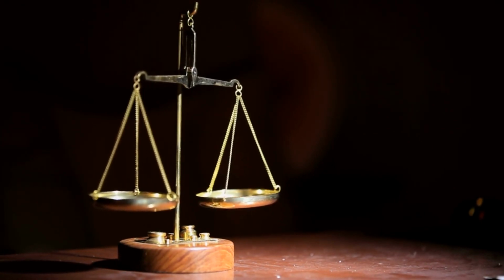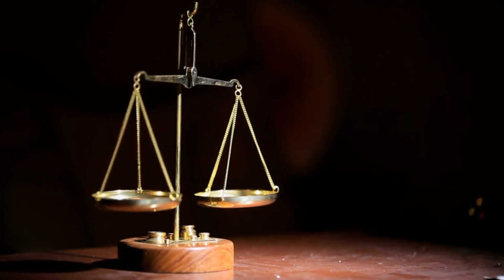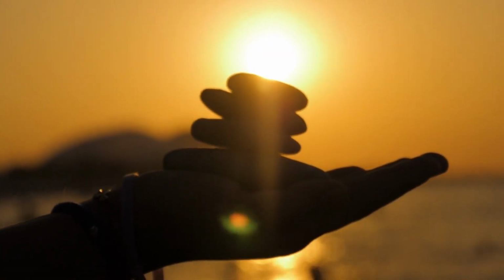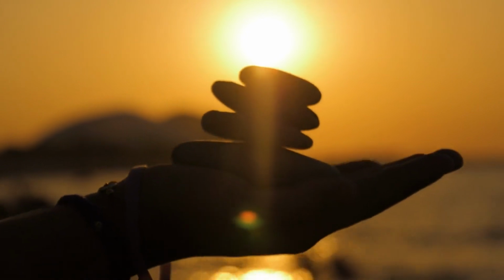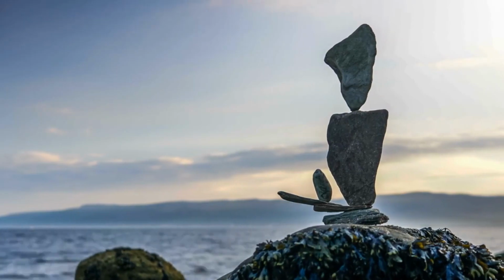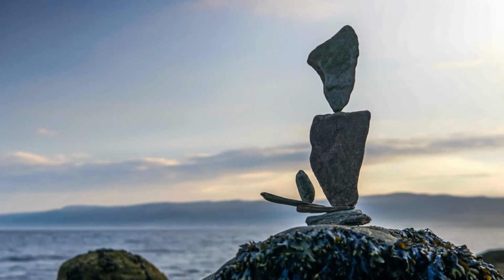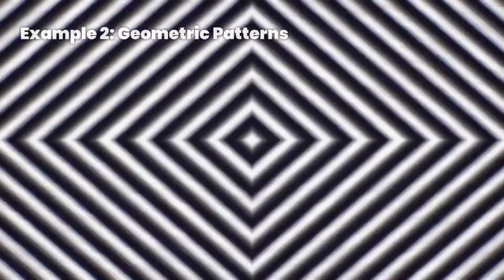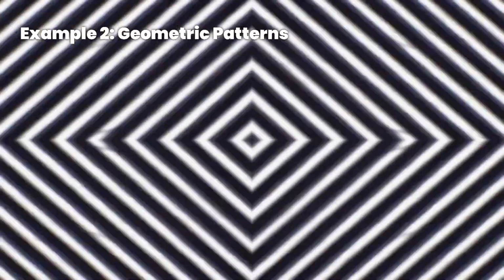For instance, the central verse of the Quran is found in Surah Al-Baqarah. This verse holds a pivotal position, emphasizing the unity of the Muslim community and their direction of prayer. It is surrounded by an equal number of verses before and after it, maintaining a sense of balance and symmetry. Our second example is geometric patterns.